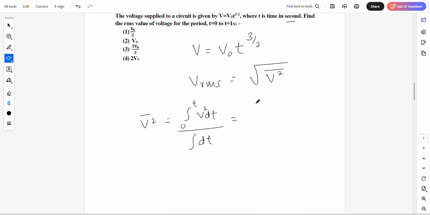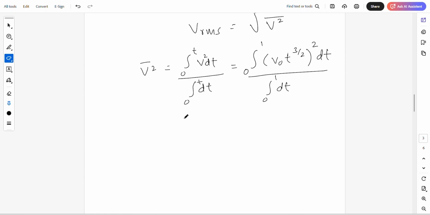What is the time limit they have given? t is equal to 0 to 1. In place of v, what is given? V naught t to the power of 3 by 2, squared, dt, divided by the integral of dt, with limits 0 to 1.